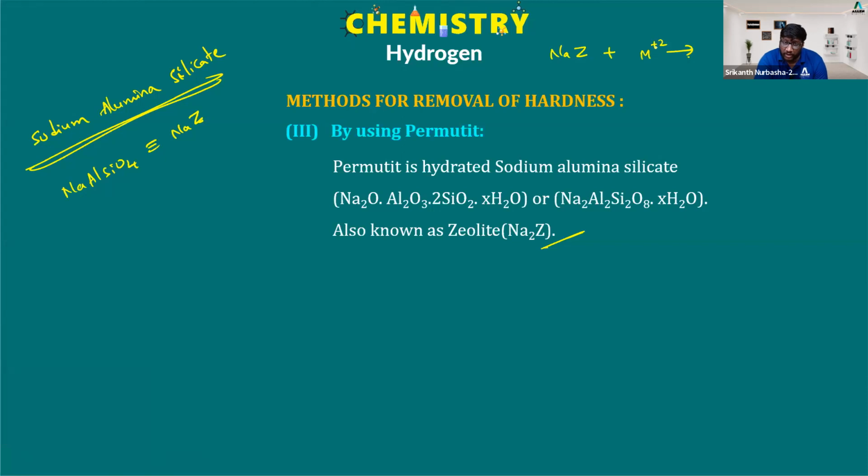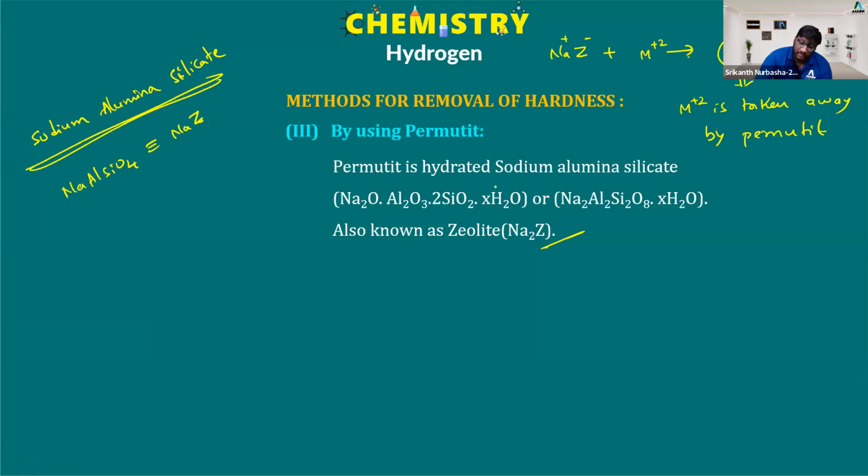NaZ means we have Na+ and Z-. M2+ has a 2+ charge. So M2+ will take away the Z-. So it will form what? MZ2 will be formed. That means M2+ is taken away by the permutit anion.